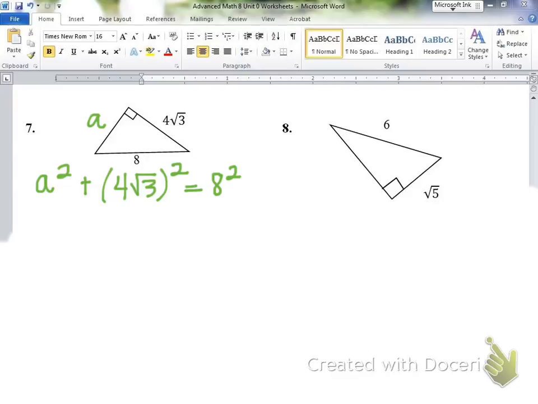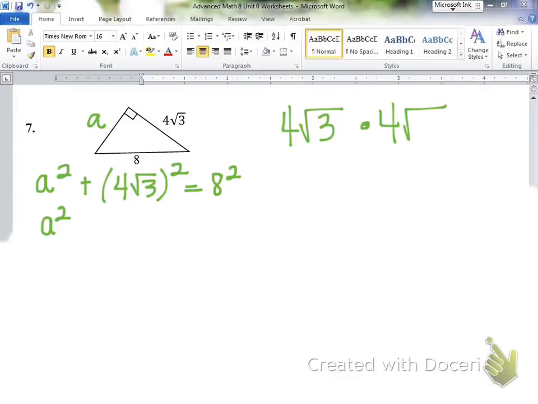So let's do all the squares first. A squared we can't do, so that's a squared. Now, 4 root 3 squared. How do we do that? We're going to do this all the way through first, and then I'll show you the shortcut. What does 4 square root 3 to the second power mean? It means 4 square root 3 times what? Times 4 square root 3. It's not times 2. Squared means you're multiplying it by itself, right?